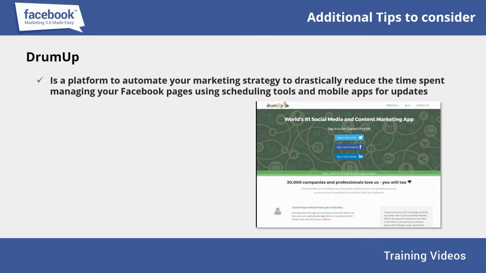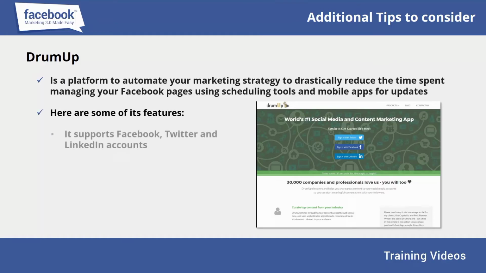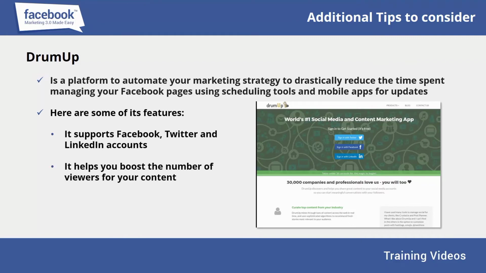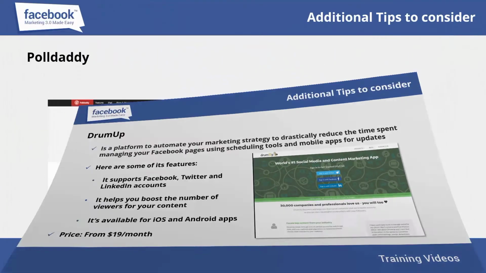DrumUp is a platform to automate your marketing strategy to drastically reduce the time spent managing your Facebook pages using scheduling tools and mobile apps for updates. Here are some of its features. It supports Facebook, Twitter, and LinkedIn accounts. It helps you boost the number of viewers for your content. And it's available for iOS and Android apps. Price: from $19 per month.